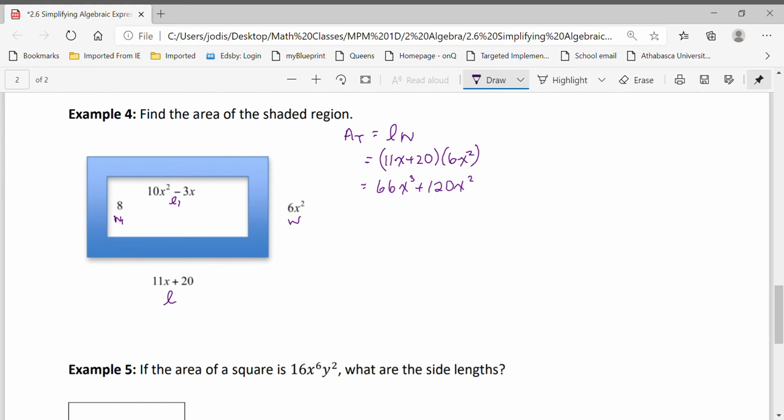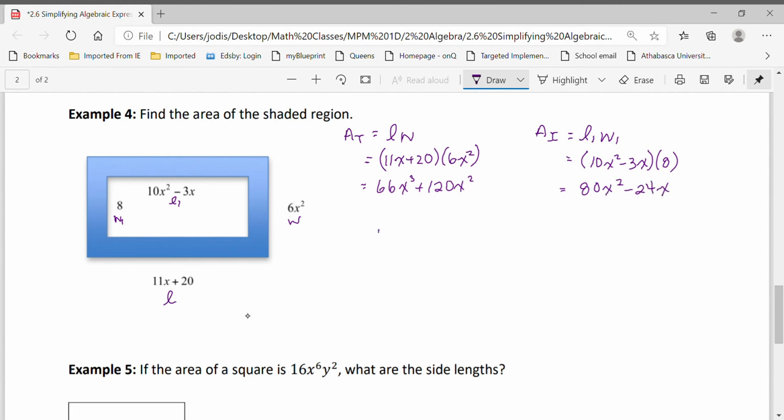Okay. Then I want to find my area, and I'm just going to call it of I, the inner area here. And again, this is length 1 times width 1. So length 1 was 10x squared minus 3x, and width 1 was 8. So distribute here. So we've got 80x squared minus 24x.